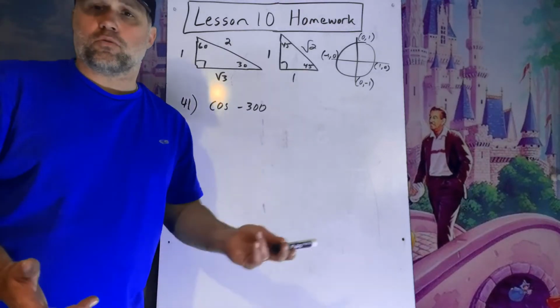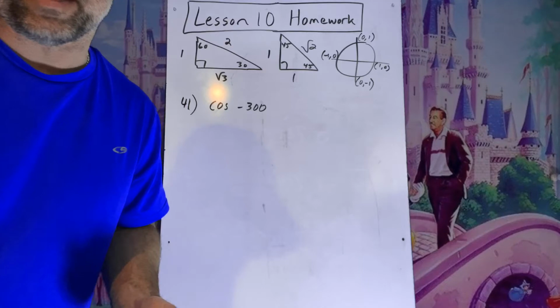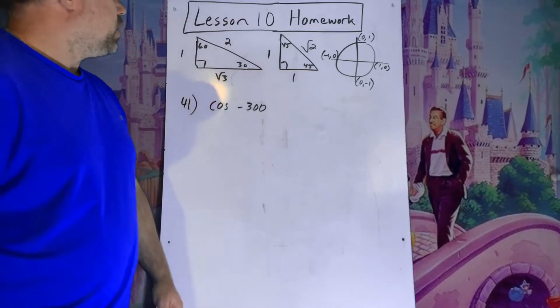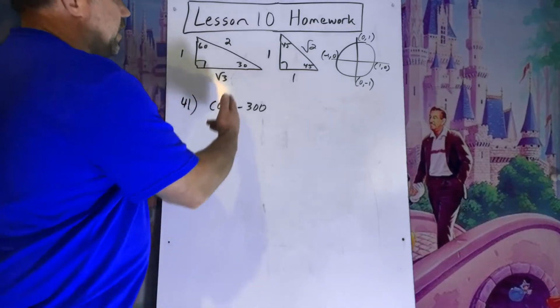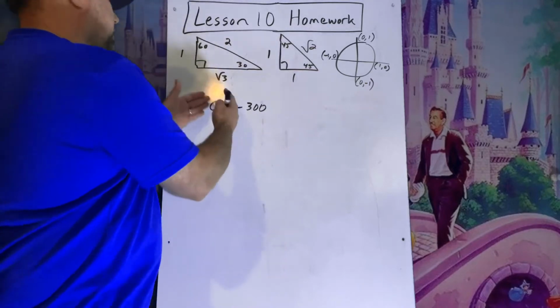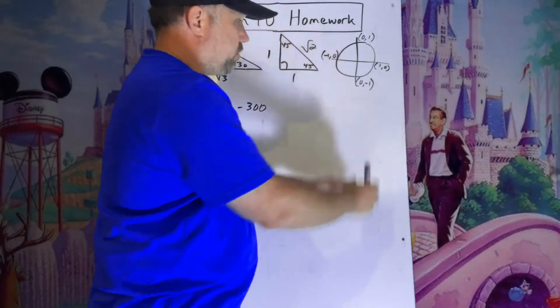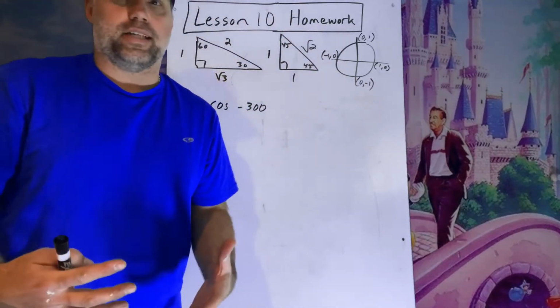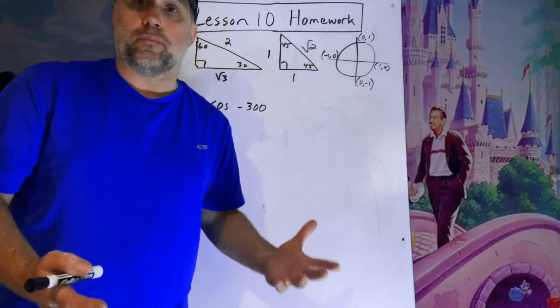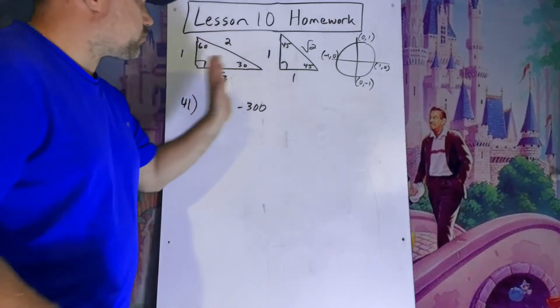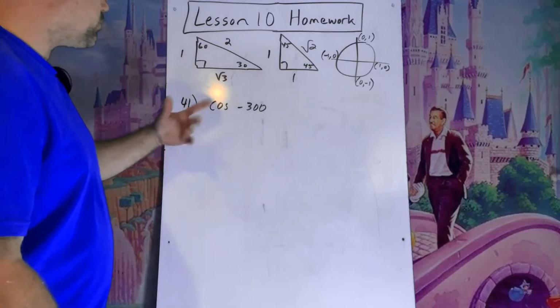All right, the first one I'm going to go over is cosine negative 300, which is number 41. At the top up here, I've already got my resources drawn. I've got my 30, 60, 90, my 45, 45, 90, and my unit circle drawn. I know I'm going to need one of those, or maybe all of them at some point when I'm doing this type of stuff. So I just have them drawn up here. I'm going to keep them there so I don't have to keep redrawing them.